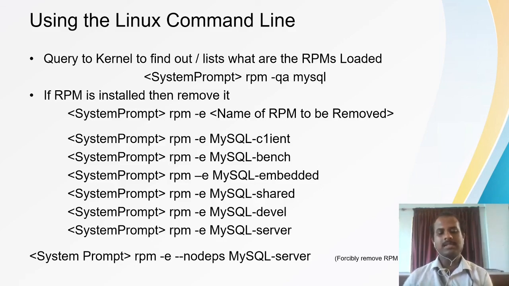Now let us say that certain dependencies are present. When your software or RPM has dependencies, it cannot be removed. Then how should it be removed? You can use rpm -e --nodeps MySQL-server, that is, no dependency. Now, even if the dependencies are present, it is going to forcefully remove the RPM. It is going to forcefully uninstall the RPMs without disturbing or removing the dependencies.